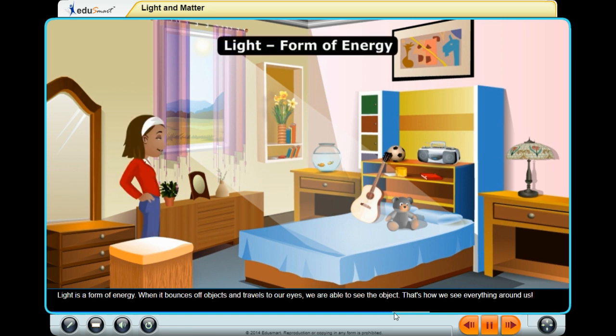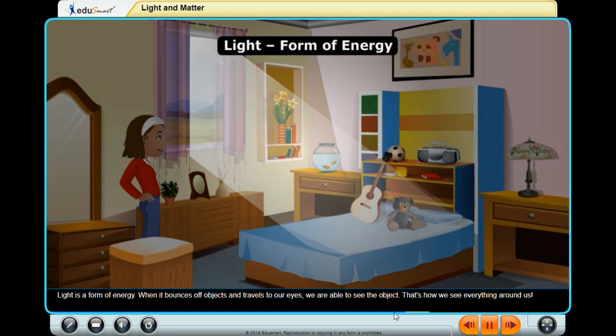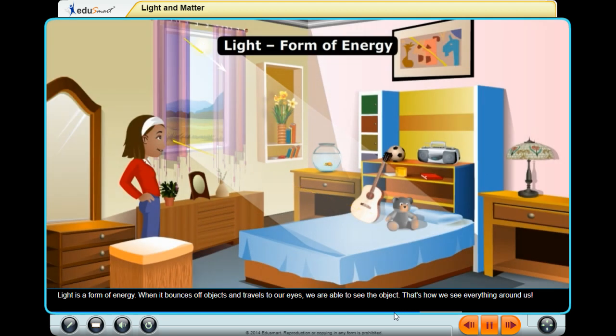Light is a form of energy. When it bounces off objects and travels to our eyes, we are able to see the object. That's how we see everything around us.